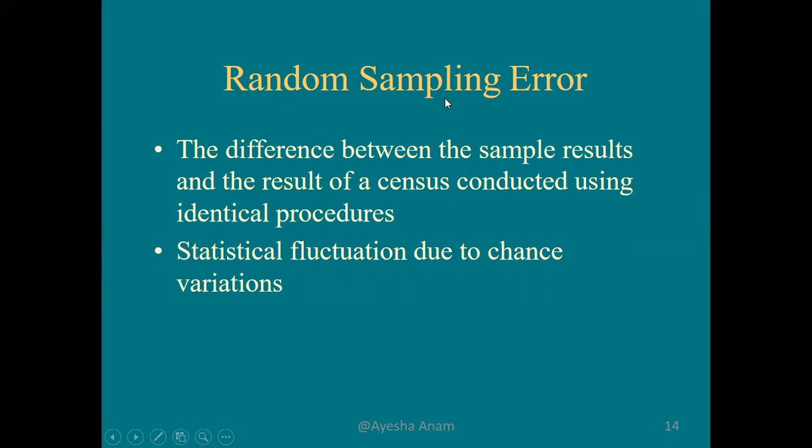And what is meant by random sampling error? The difference between the sample results and the results of the census. Census is the whole population, and if you are calculating the results from the sample and the results from the whole census, and if there is a difference between these two results, that difference is called the random sampling error. Statistical fluctuation due to the chance of variation.